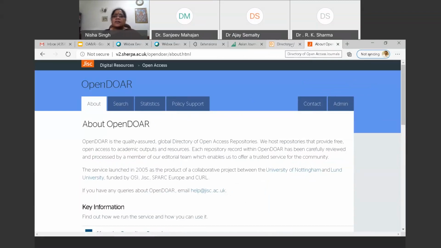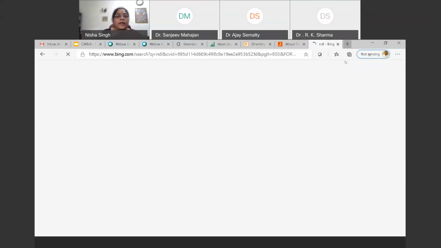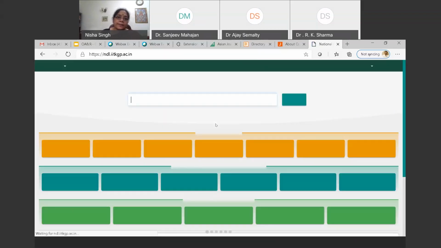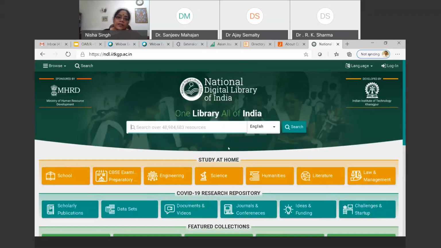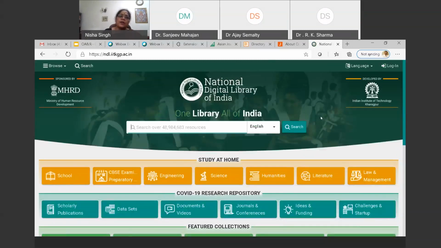There are many other open access resources. One of the good ones is NDL, which basically provides you the National Digital Library. This again gives you a lot of access. This is one of the successful Indian government initiatives, One Library for All of India. Here also, you just have to log in if you want to be a part of it and have a record of it. Otherwise, for accessing, you need not. So all sciences and literature.